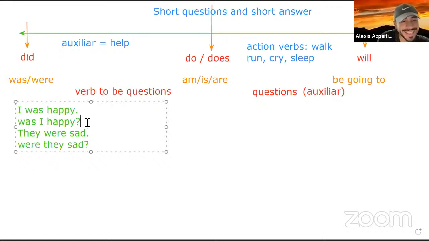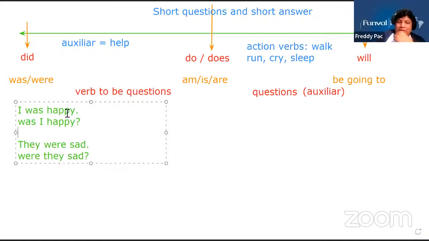So now I have two questions already. Look, I was happy. Was I happy? Yeah. This is very important because it is very simple. They were sad. Were they sad? You see, I am not doing anything else. Now I will create two questions. One in present. Well, actually, I will do three sentences.